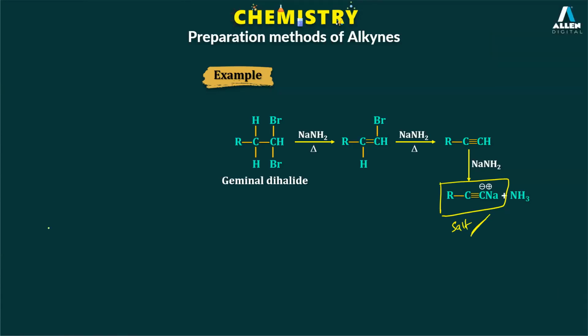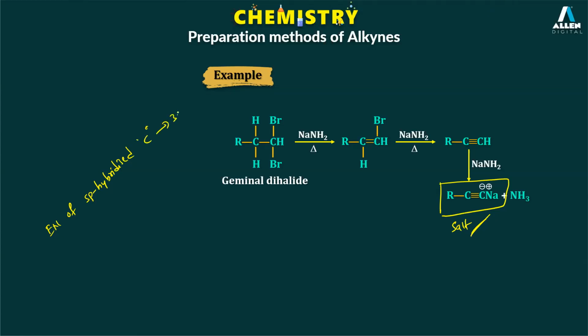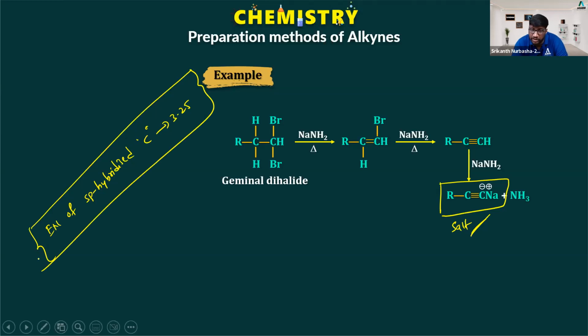Yes, sir. And what is the electronegativity of sp hybridized carbon? 3.25. sp hybridized carbon is more electronegative than nitrogen and less electronegative than oxygen. sp2 hybridized carbon has an electronegativity of 2.75, which is less electronegative than nitrogen also.